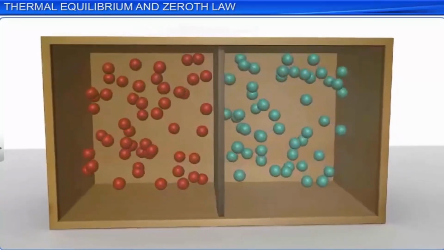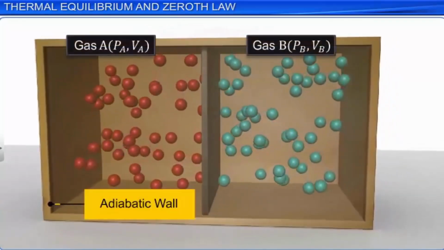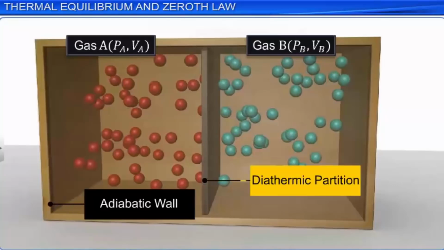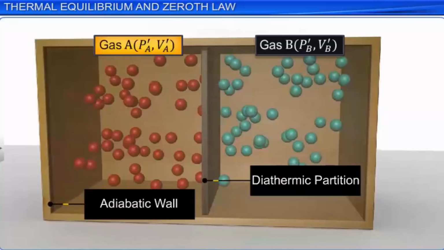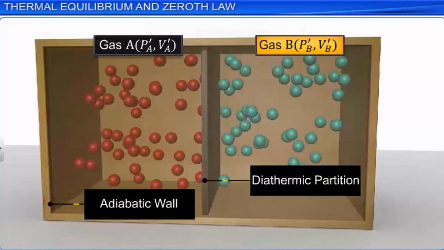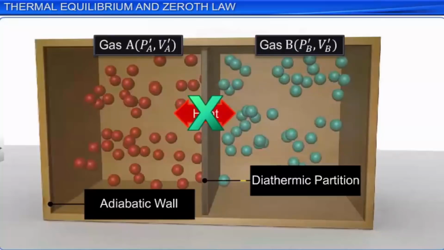Let's retain the adiabatic wall as it is and replace the adiabatic partition with a diathermic material. Now, exchange of heat energy takes place between gas A and gas B, and as a result, there will be changes in their macroscopic variables. After sufficient time, they will settle at different equilibrium states, PA', VA' and PB', VB', and there will be no exchange of heat energy between them. We say that the two systems are in thermal equilibrium.